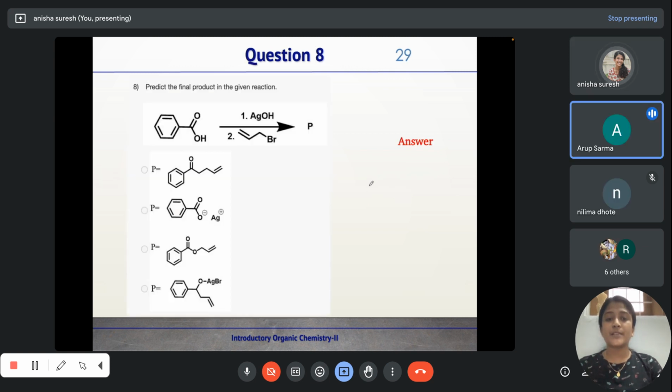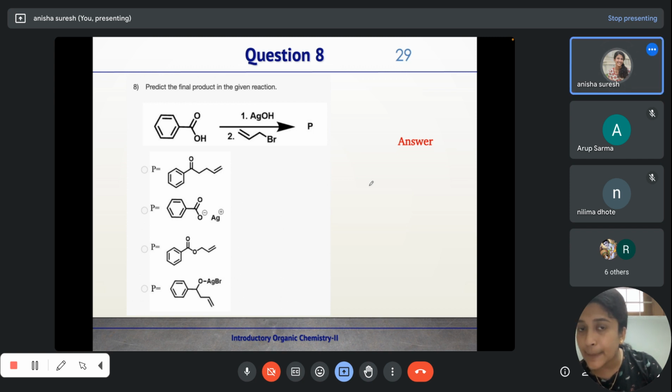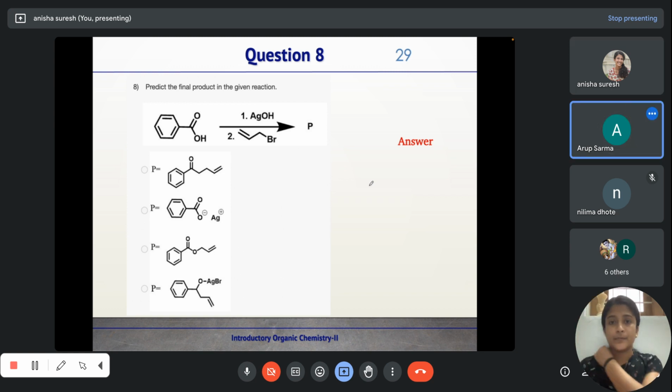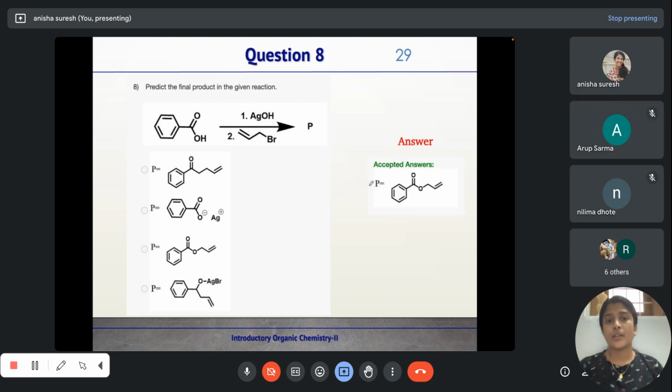Can we use other bases other than silver hydroxide in this reaction? Yes, you can use other bases. So the right option was option C, which is this ester.